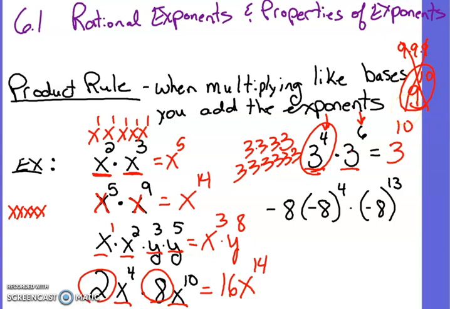All right, let's go to the next one. Notice the base is -8. The base is -8, so the base is not going to change. You're just going to simply add the exponents, and you get to the final answer. The base does not change.